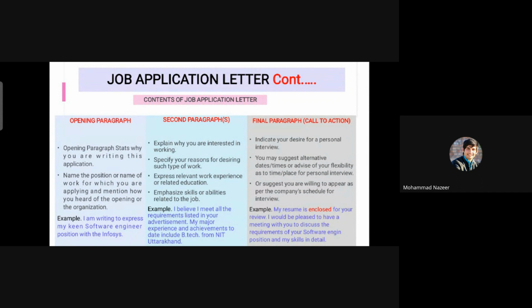Then the final paragraph talks about what I'm doing: I'm attaching my resume for your review. I would be pleased to have a meeting with you to discuss the requirements of the software engineer position and my skills in detail. So that is what he is mentioning.